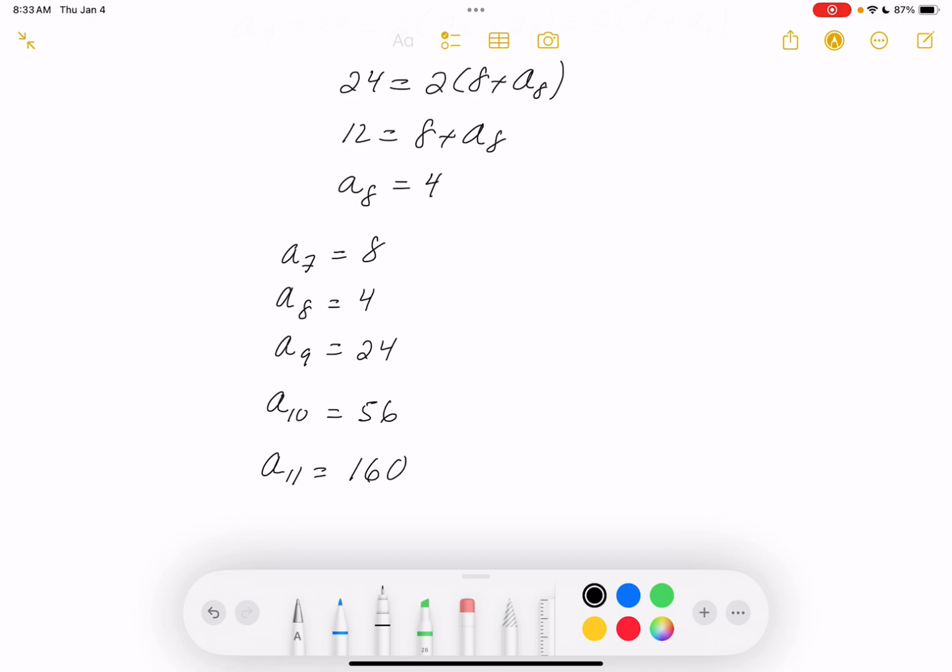Let me go back and make sure I read the question. What's the 11th term? It's 160. And we're done. Thank you.